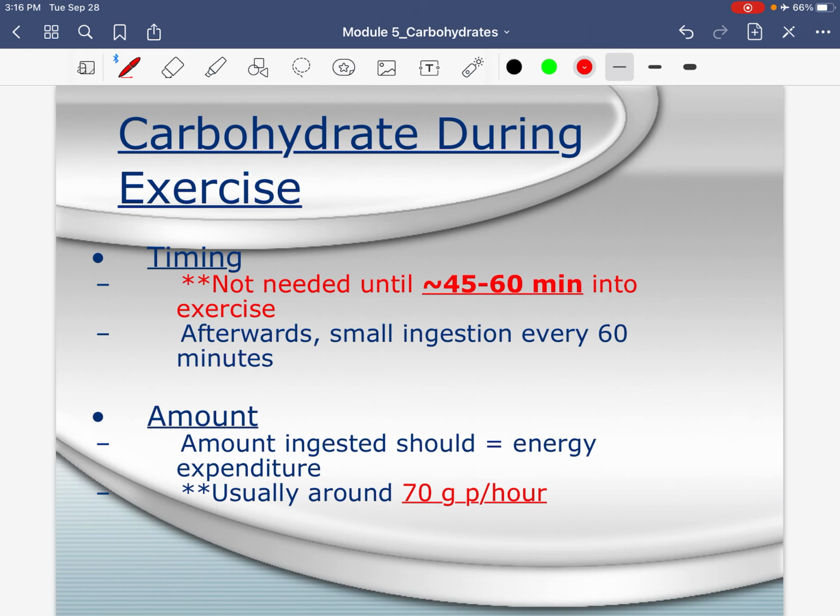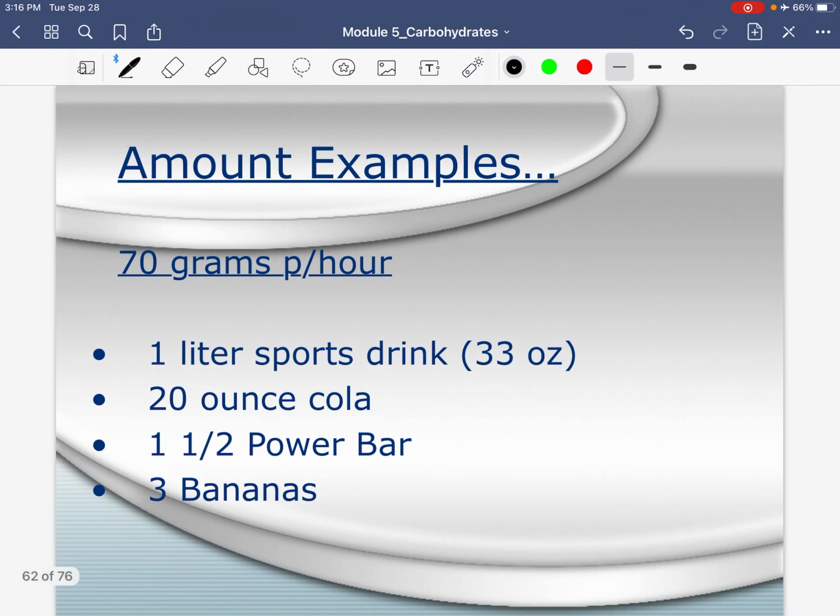Timing. You only need to bring in carbohydrate during exercise if you're exercising a continuous duration of 45 to 60 minutes plus. Now, this is a ballpark. For people that fall into this category, that are exercising for 45 to 60 minutes plus continuously, and they do need to bring in some Gatorade or some glucose to replenish during activity, a good ballpark figure is about 70 grams per hour. It, of course, depends who you are. That's a good ballpark. Please know that ballpark. Here are some examples of 70 grams per hour.